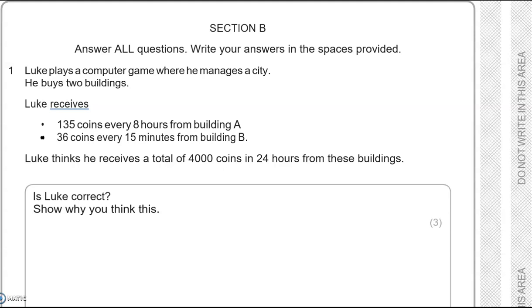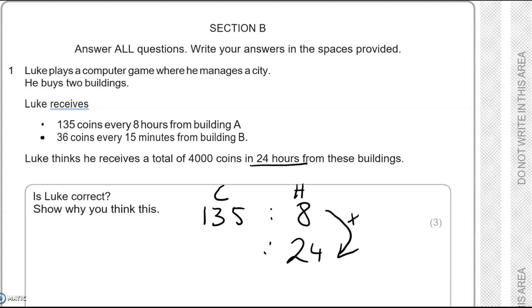Okay, so let's look at building A. It says 135 coins every 8 hours. Now we're looking at 24 hours, so to get from 8 to 24 we multiply by 3, so we're going to do the same to 135. 405 coins for 24 hours.